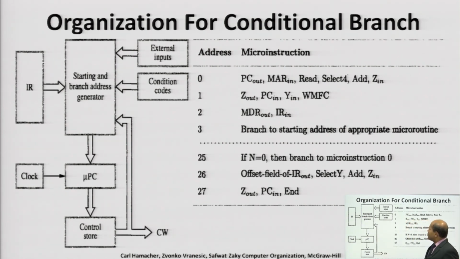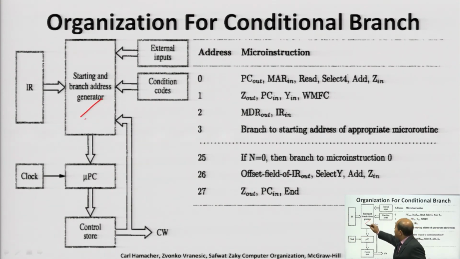You can see here this control operation can also handle branch type of instructions, where we have to jump to a particular location. In this particular case both unconditional and conditional branches are handled. So, you can see here: branch to the starting address of the appropriate micro routine. So, branch instructions will also be handled.